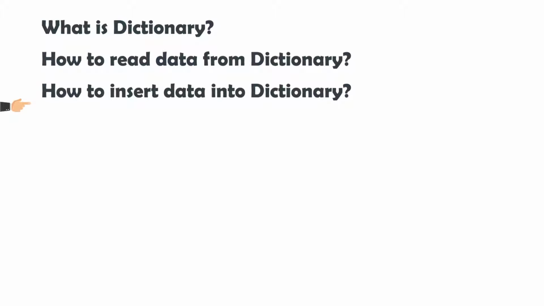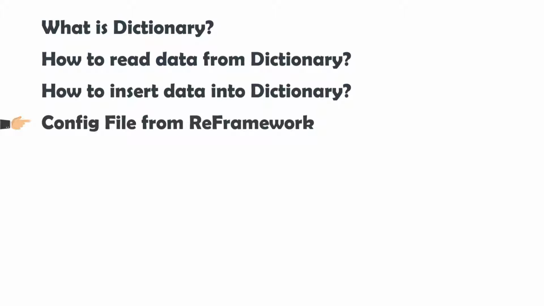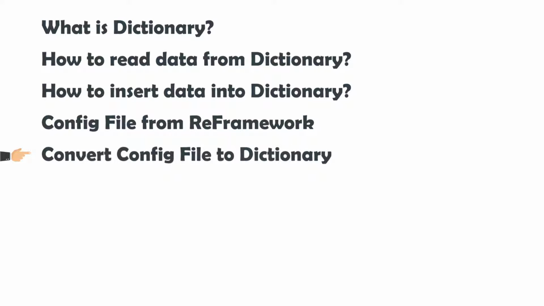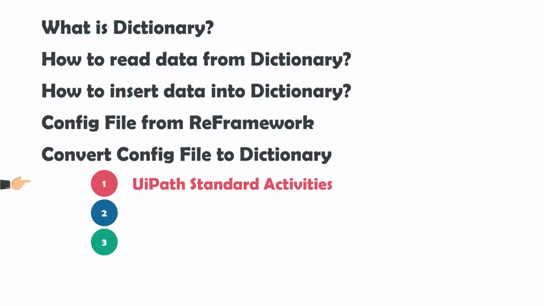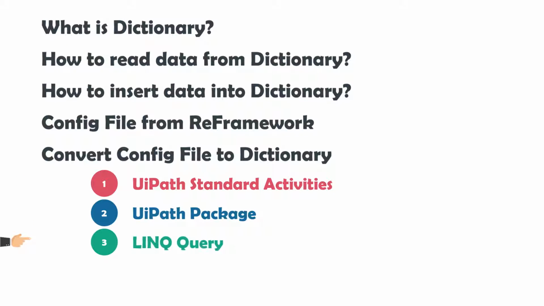In the next part I will show you the config file, what we have as standard in UiPath ReFramework. After that I will show you how to convert this config file to dictionary. I will do this in 3 different ways. The first one is using the UiPath standard activities. The second one using a package. The third one using LINQ Query.